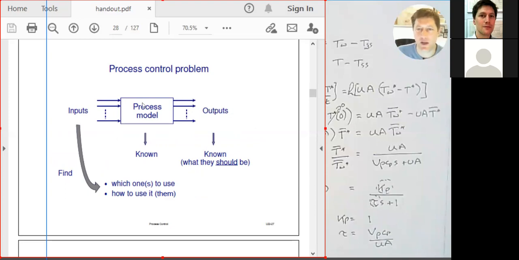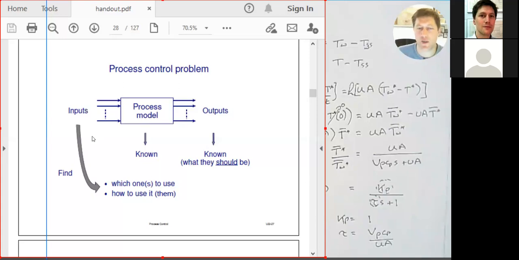Typically in process control, we're dealing with cases where the process is known, and we're dealing with situations where we know what we want the output to be. We want the output to be a certain thing. It wants to be a certain concentration of product. It wants to be a certain temperature of product. It's something that we know we want.